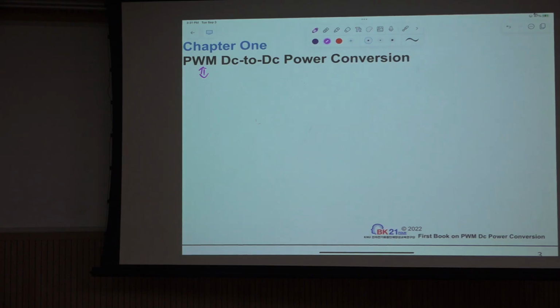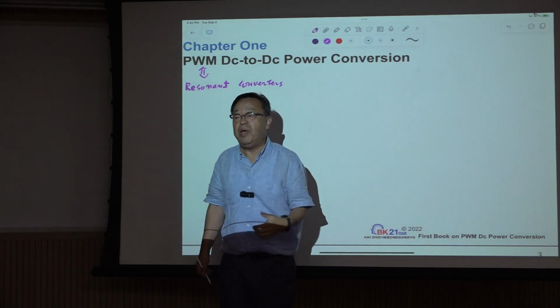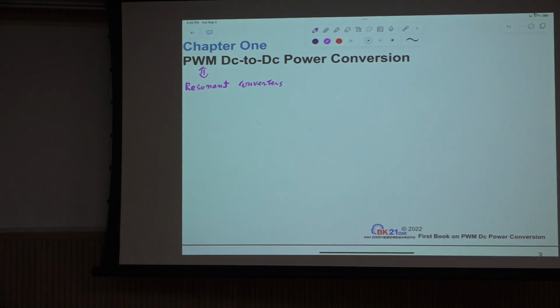Resonant converters, we studied in the last semester. It's rather complicated and difficult to understand, and also difficult to teach, because that technique is not fully developed yet. That means this PWM DC-DC power conversion, or PWM DC-DC converter, is fully investigated. Everything is known, right? So this converter is fully matured.